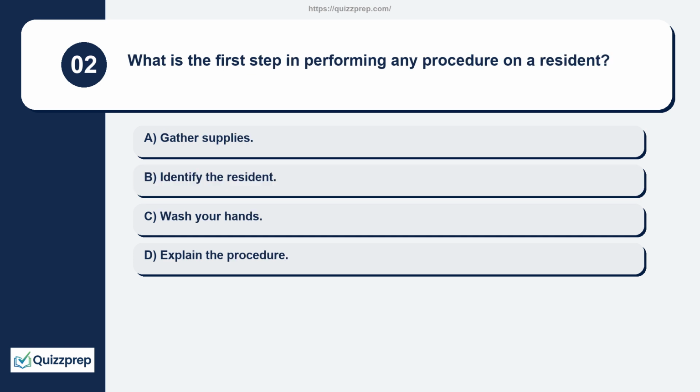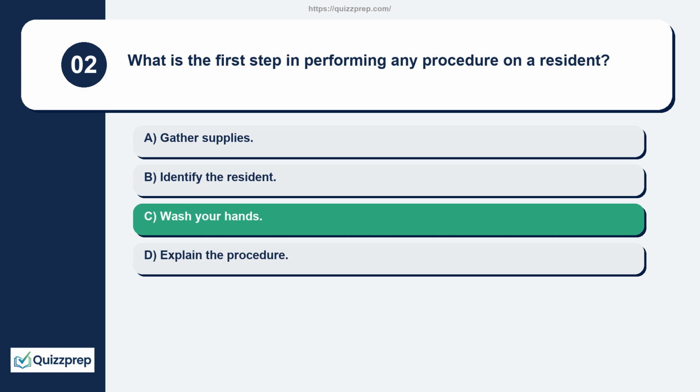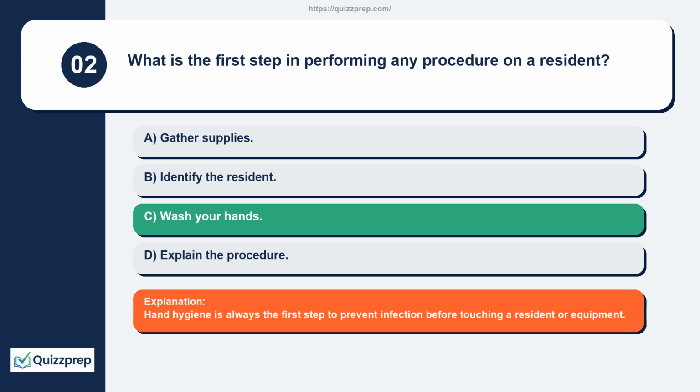Question 2. What is the first step in performing any procedure on a resident? Gather supplies. Identify the resident. Wash your hands. Explain the procedure. Hand hygiene is always the first step to prevent infection before touching a resident or equipment.